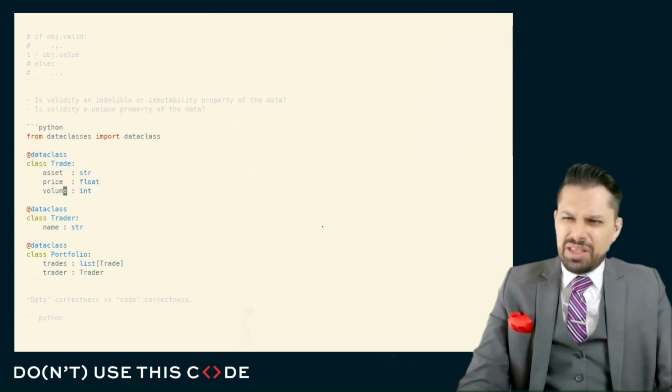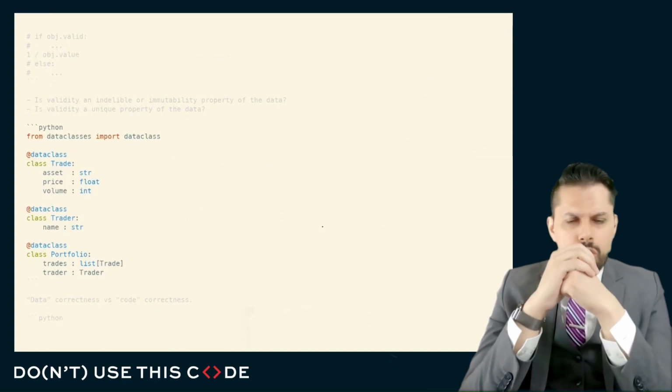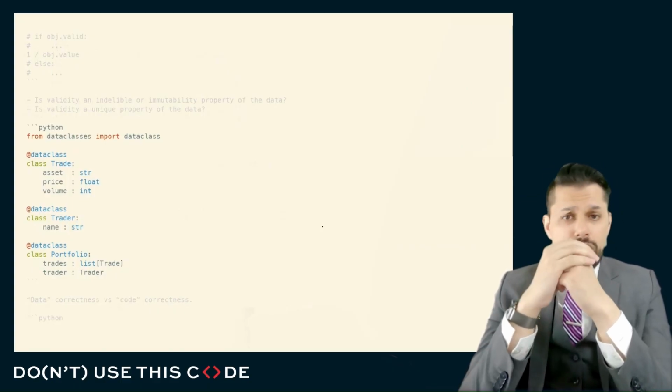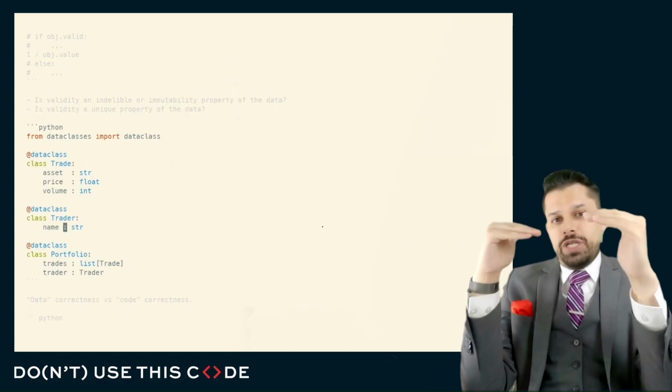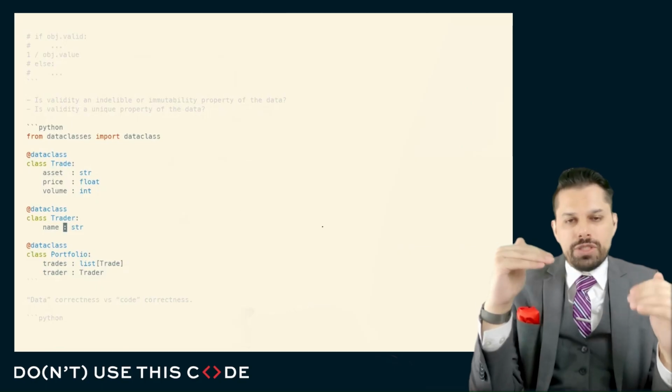But the trader, what makes a trader piece of information correct? Well, here we're just recording their name so that we can print out this trader has this much in assets, this trader has this much in assets, this trader has this much in assets and has made this much profit.